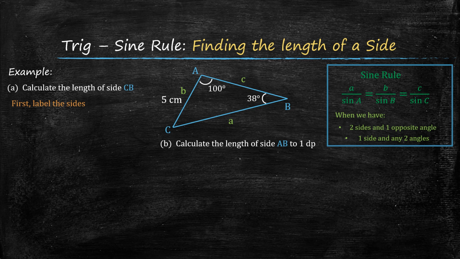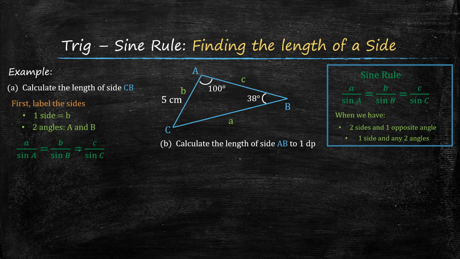Now looking at our diagram, we can see that we have one side, B, and we have two angles, A and B. So looking at the criteria for the sine rule, we can use the sine rule when we have two sides and one opposite angle, or one side and any two angles. So we can use the sine rule as we have one side and any two angles. Now the sine rule is A over sine A equals B over sine B equals C over sine C. We do not need all parts of the sine rule. We use the parts we need.